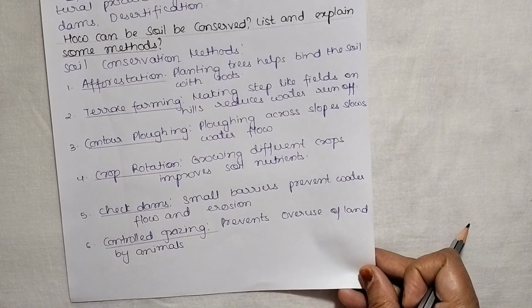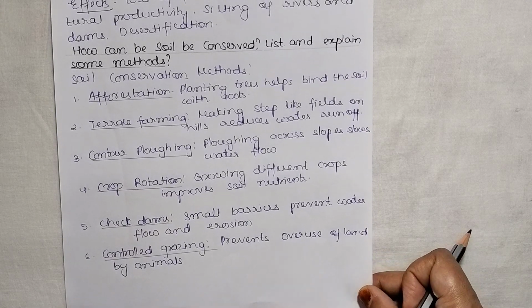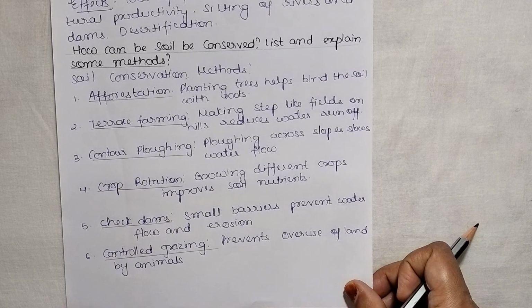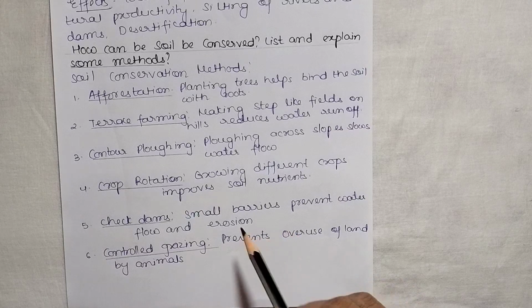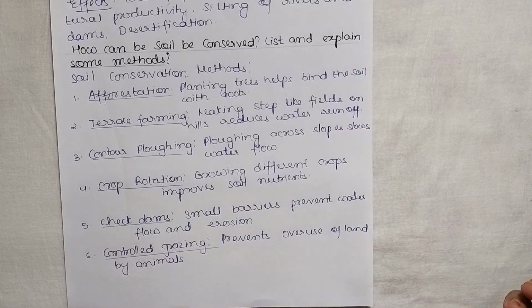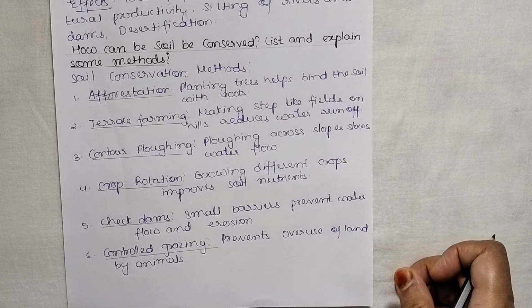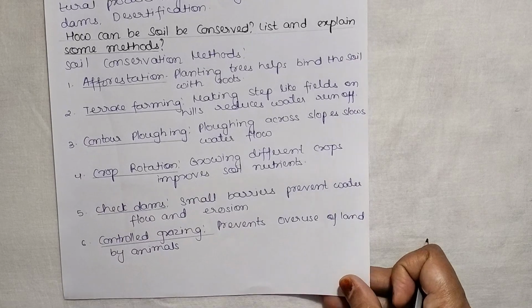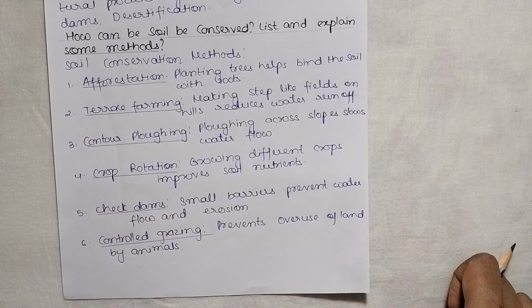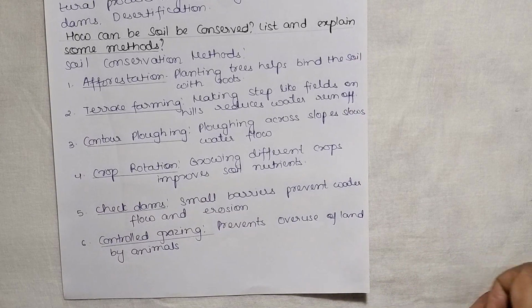Now the last one is, how can soil be conserved? List and explain some methods. So soil conservation methods are afforestation, that is planting trees that helps to bind the soil with roots. Secondly, terrace farming, making step-like fields on hills, reduces water runoff. Third is contour ploughing, that is ploughing across slopes to slow down the water flow. Crop rotation, growing different crops improves soil nutrients.